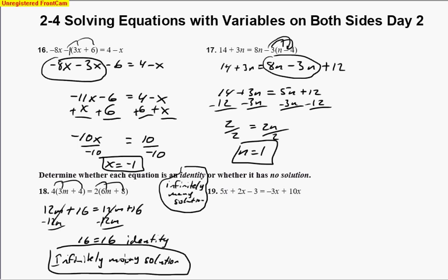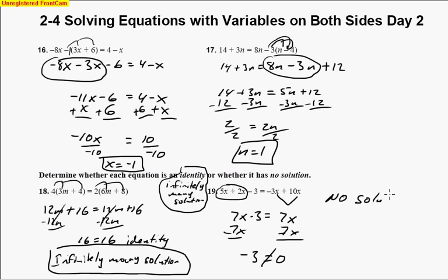Looking at this next one, we collect like terms on the left-hand side. I'm left with 7x minus 3 equals -3x plus 10x. Now I'm going to collect some like terms right there. And so when I do that, -3x and 10x gives me 7x. Whenever you have variables on both sides that are exactly the same, you'll notice that they'll end up canceling out. So you'll end up with one of these two answers. In this case, we end up with -3 equals 0, which is not true. So this is a no solution. Those are the two types that you'll see if your variables end up canceling out.